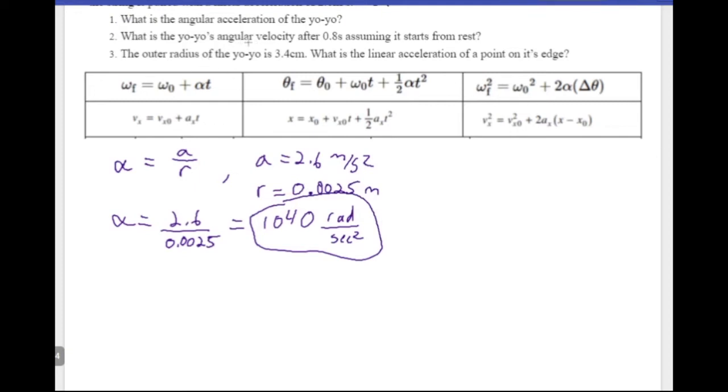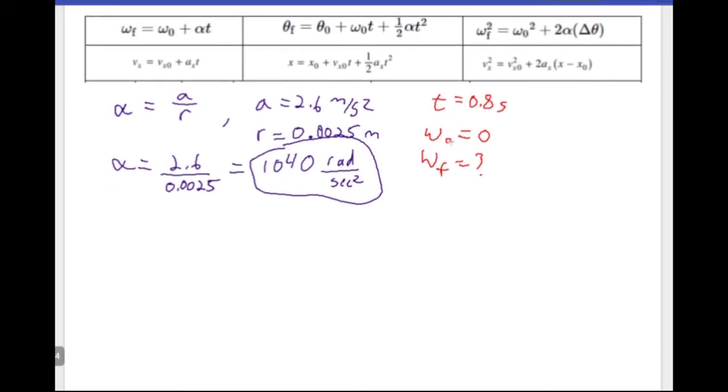Alright, now that we have our angular acceleration, it wants us to figure out our angular velocity after 0.8 seconds, assuming it starts from rest. Starting from rest means that our initial angular velocity is just 0. If we list our variables really quickly, we know what alpha is. We know time is 0.8 seconds. We know that the initial angular velocity is 0, and we're solving for that final angular velocity. So we have time, initial velocity, acceleration, and we're solving for final velocity. That means that we're going to use little pup over here.